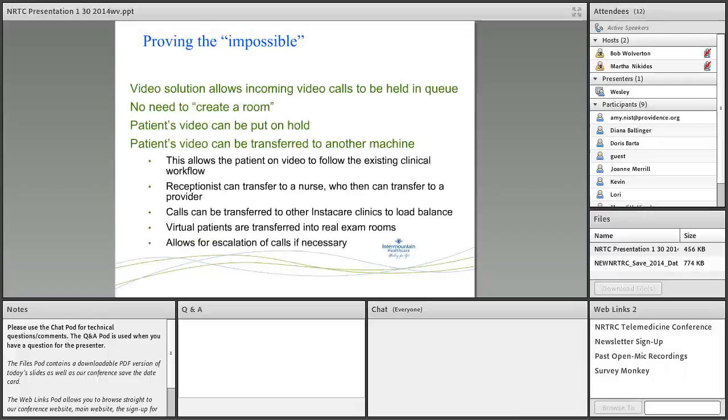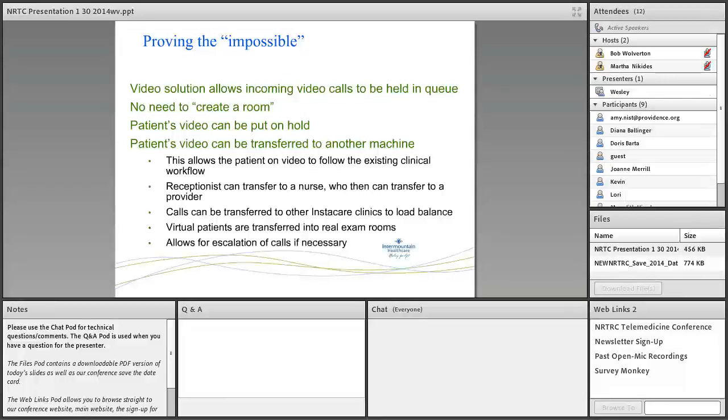Again, so proving the impossible, before we did this, we had a fair number of conversations with other video solution providers, and most, if not all of them, held some of our features that we were trying to do to be either not useful, not necessary, or just, quite frankly, couldn't be done. So this slide just kind of talks about some of the things that we did do that I've mentioned. The ability to hold calls in queue, no need to create a room, put them on hold, and the transfer process, again, which goes to the typical workflow there.